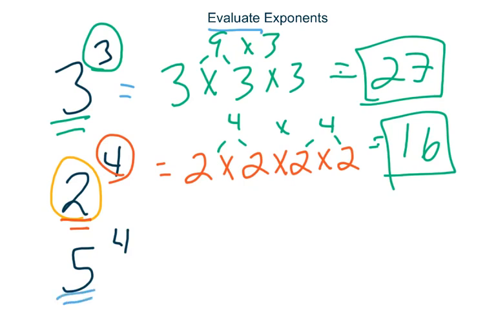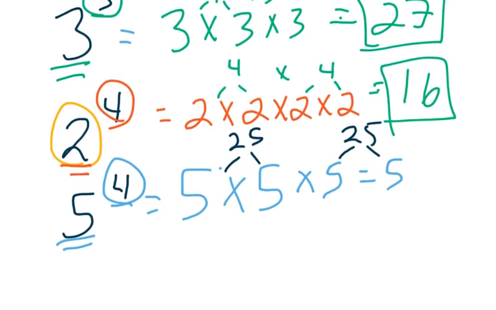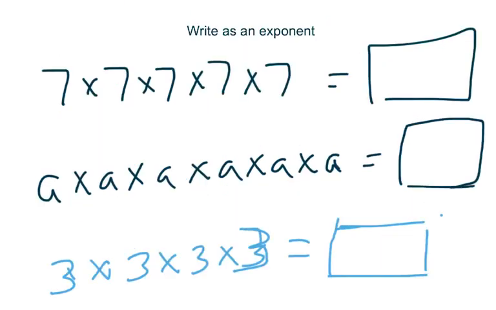Now, the last one. Our base number is a 5, and we have the power of 4. So what that means is you're going to write out 5, and you're going to go times 5, that's 2, times 5, that's 3, times 5, that's 4. And now you get to multiply all this out. 5 times 5 gives us 25. 5 times 5 gives us 25. And if you multiply 25 times 25, you get a grand total of 625.